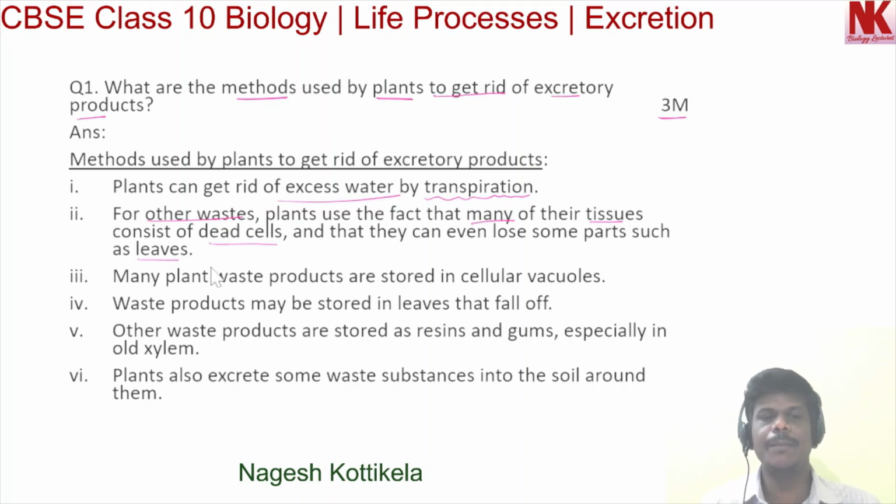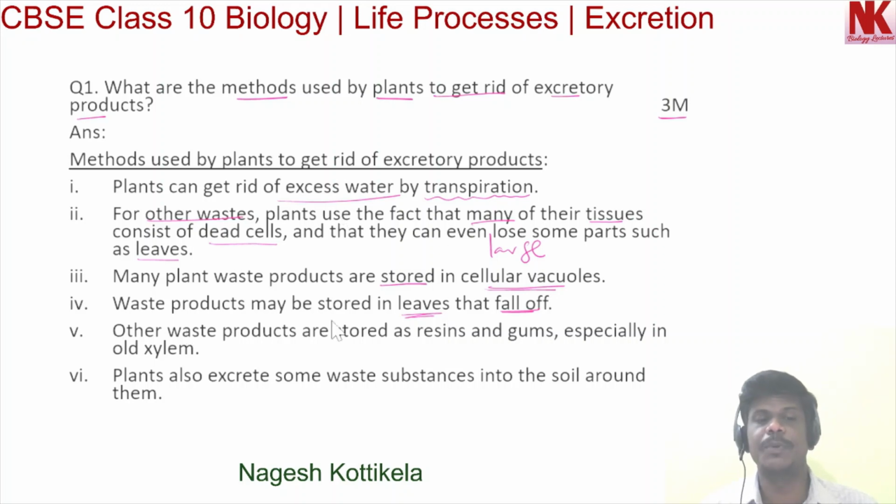Many plant waste products are stored in cellular vacuoles. Plant cell vacuoles are generally large vacuoles, so they can store the waste materials as well in them. Waste products may be stored in leaves that fall off. Yes, in spring leaves fall down, old leaves fall. So this is one of the strategies to remove the waste from the plant body. So waste products may be stored in the leaves that fall off.